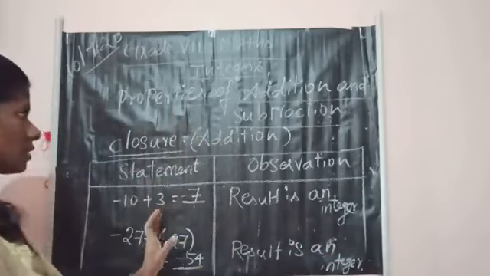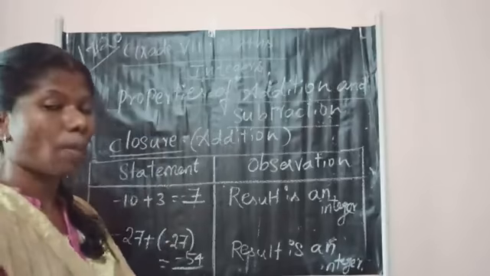Okay. Now let's see subtraction by using this closure property.